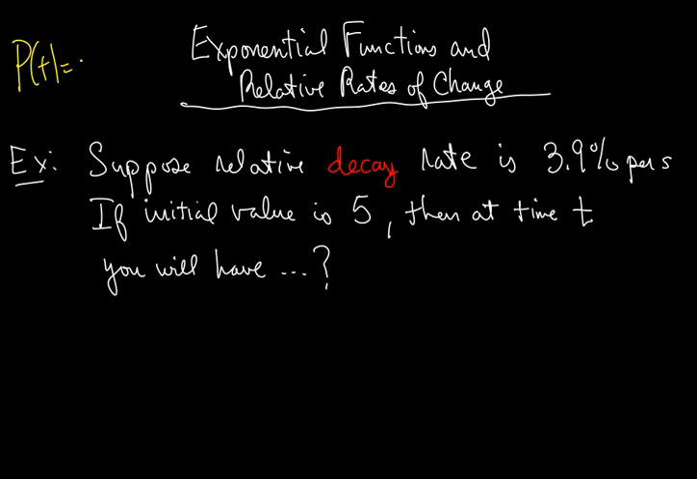like this. P of t equals p0 times e to the rt. And that r, of course, is the relative rate of change. And the p0 is just the initial value. So let's say you have this example where they give you the relative decay rate. Okay, it's 3.9% per second. If you start out with 5, then how much are you going to have at time t?